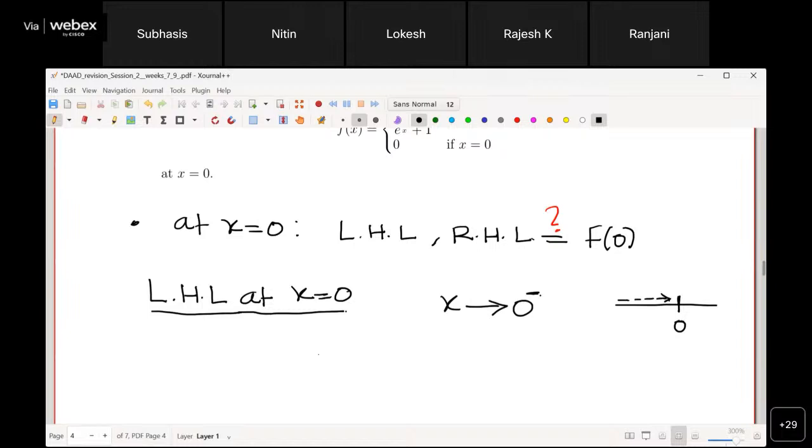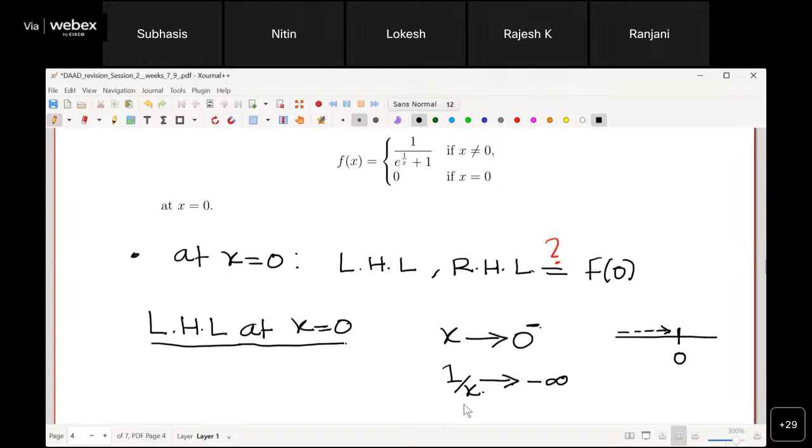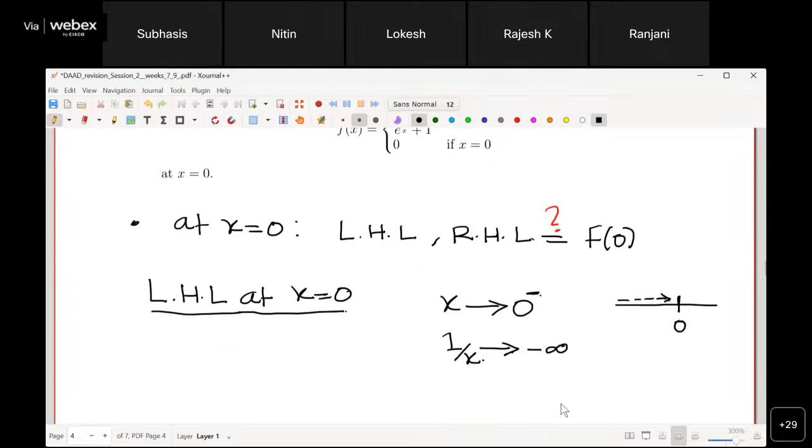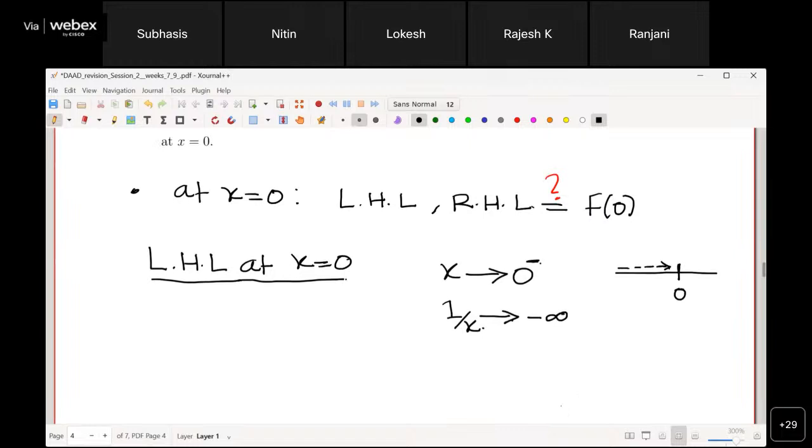If x is going to 0 from the left hand side, can you tell me where this 1 by x will go? Negative infinity. Correct, absolutely correct. So this will go towards minus infinity, right? So once 1 by x is going towards minus infinity, can you tell me where this e power 1 by x will go?